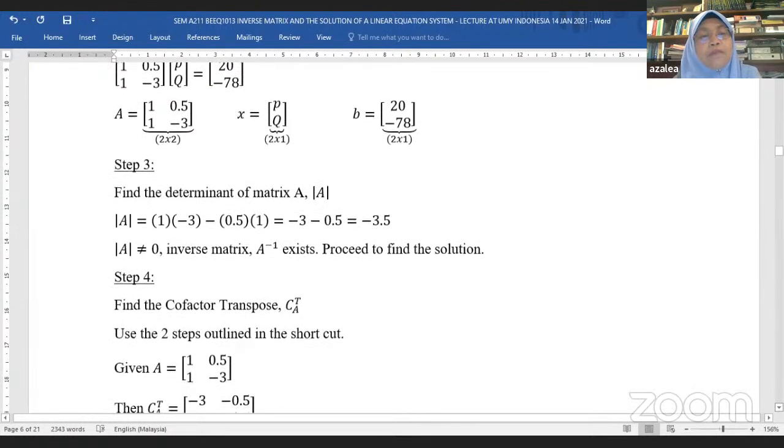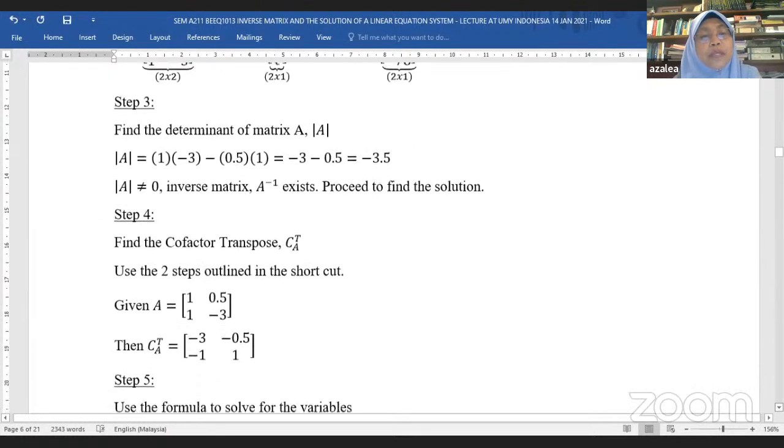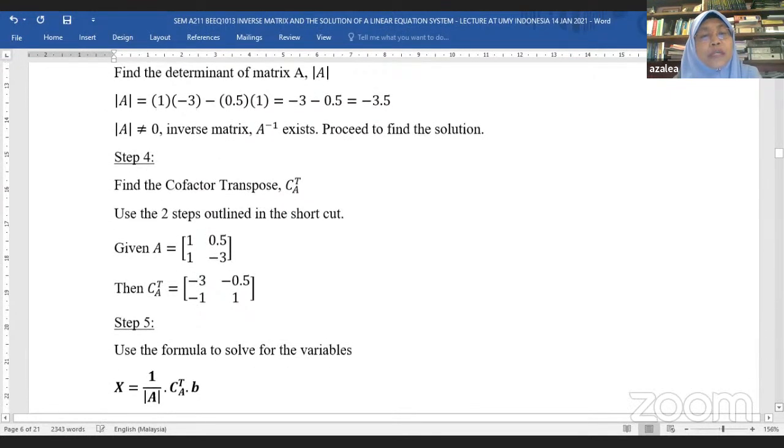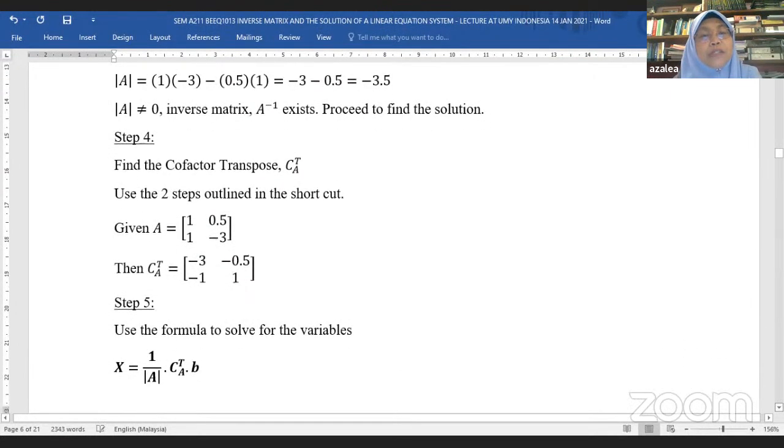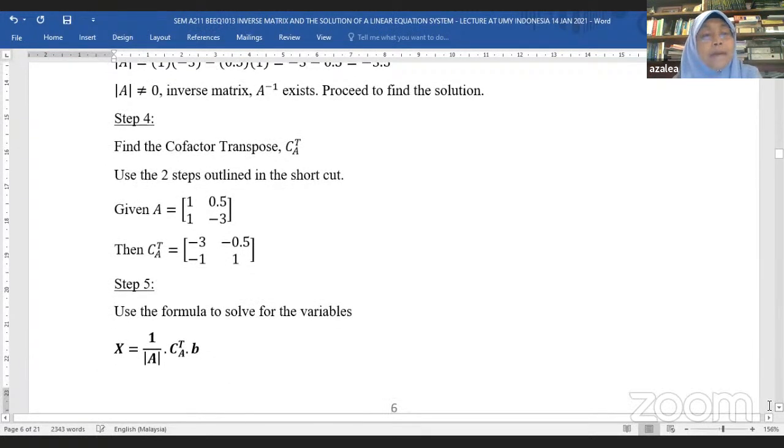In step 4, find the cofactor transpose. So we can use the shortcut for a 2 by 2 matrix. For the cofactor A transpose, just exchange the 2 elements in the principal diagonal, so minus 3 and 1. And for the other 2 elements, we multiply by minus 1. This is what we will have for the cofactor transpose.